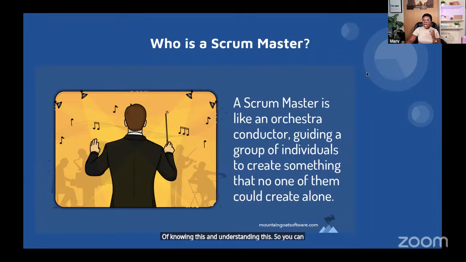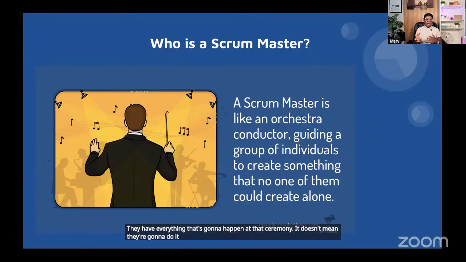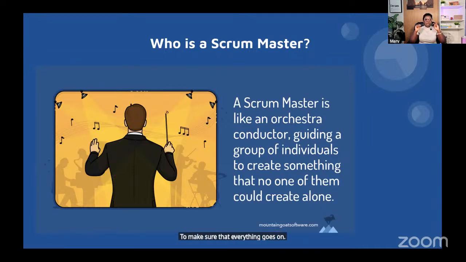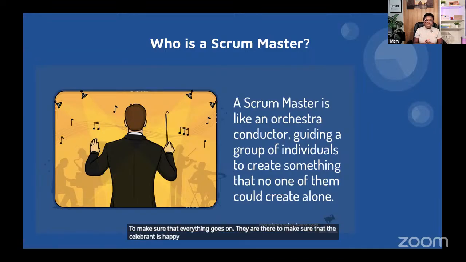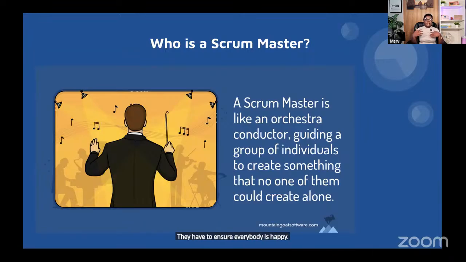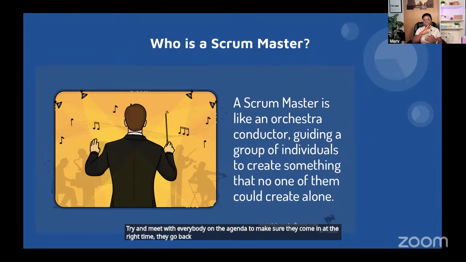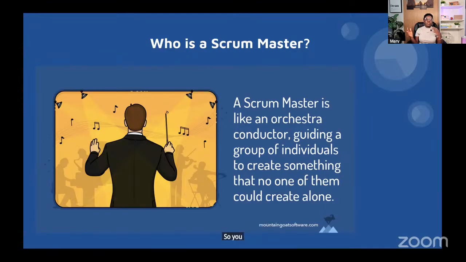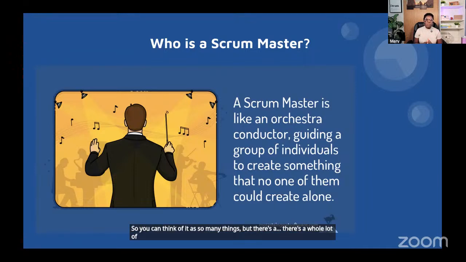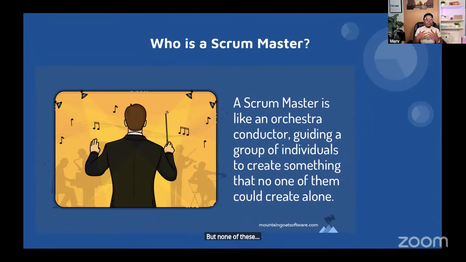You can also think of a Scrum Master as a master of ceremony. When there's a master of ceremony, they have the agenda, everything that's going to happen at that ceremony. It doesn't mean they're going to do it. They are there to make sure that everything goes on, and that the celebrant, or whoever invited them, is happy at the end of the day. They have to ensure everybody left that party happy, and that everyone on the agenda comes in at the right time and goes back at the right time. There's a whole lot of work that a Scrum Master does, but none of these involve coding, as we can see.